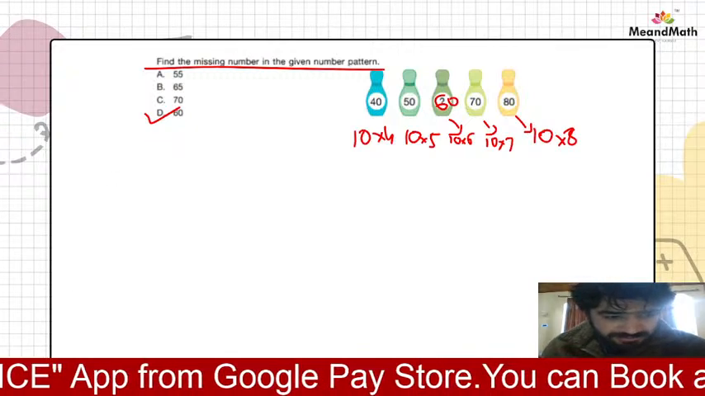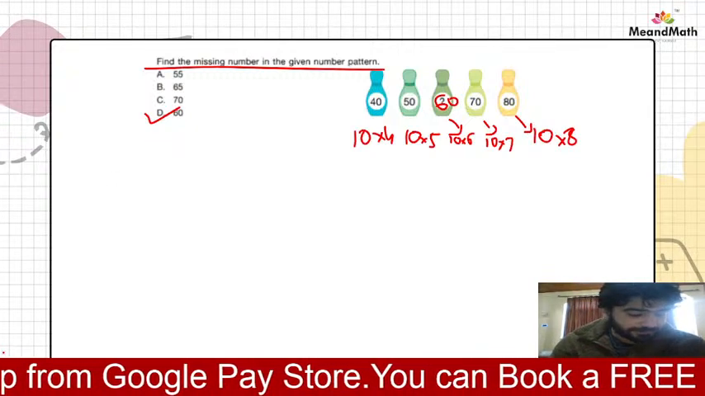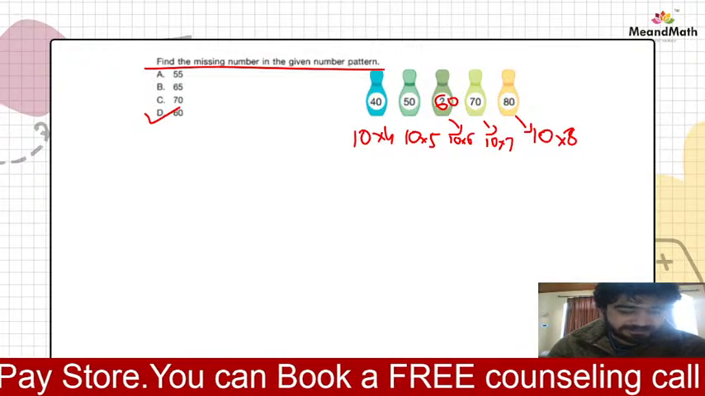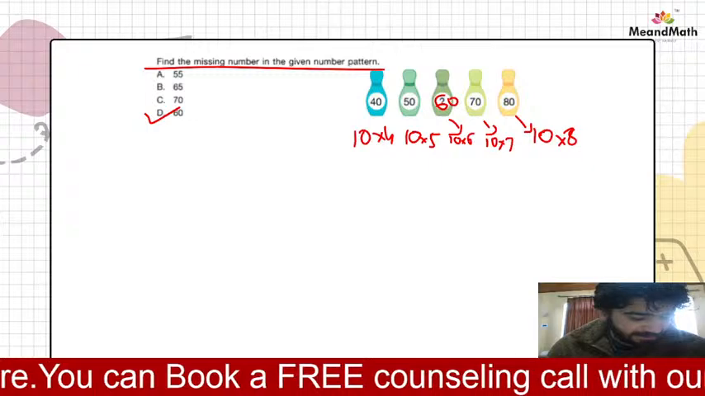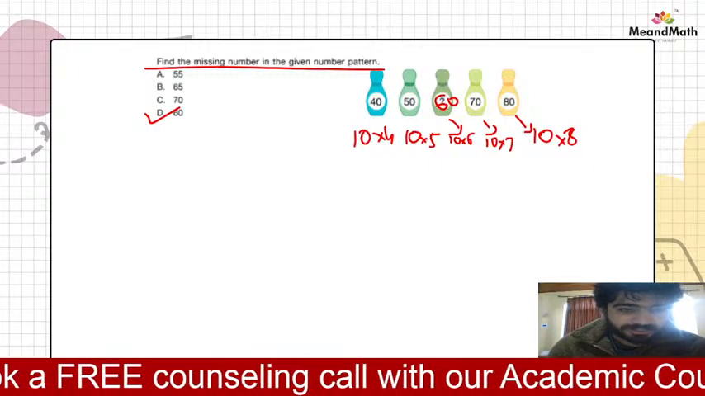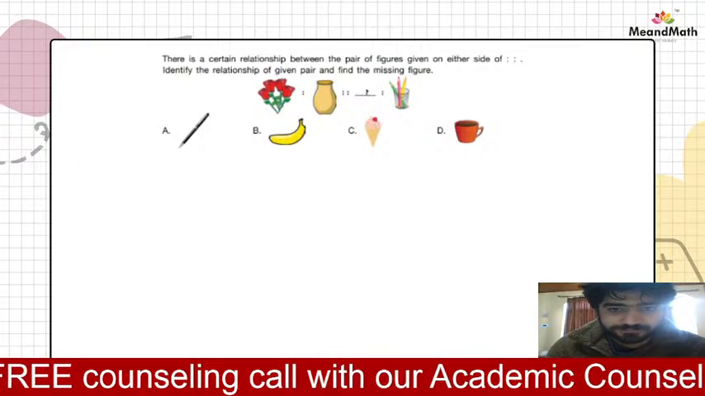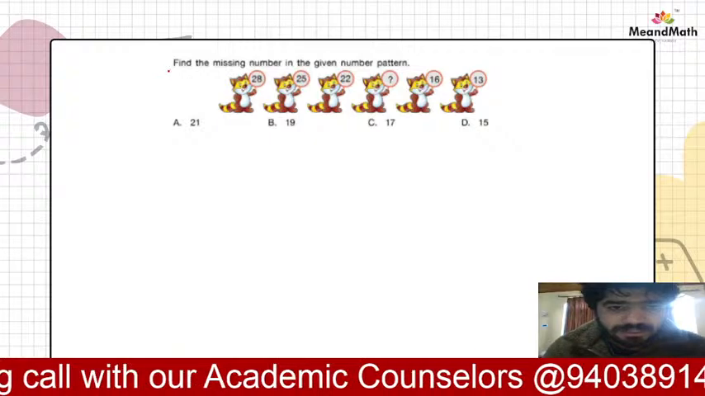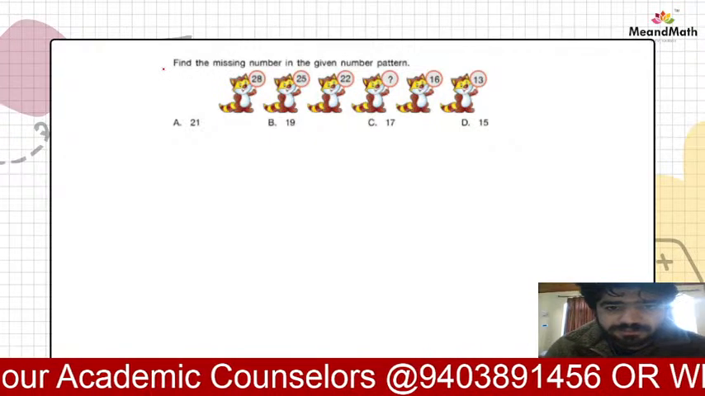So I think this was an easy question, and Krish got it really quickly and really early, and he said that it is option number D, 60, and he got it correct. So that is good. And let's move on to the next question. Okay, let's do this question. Find the missing number in the given number pattern.